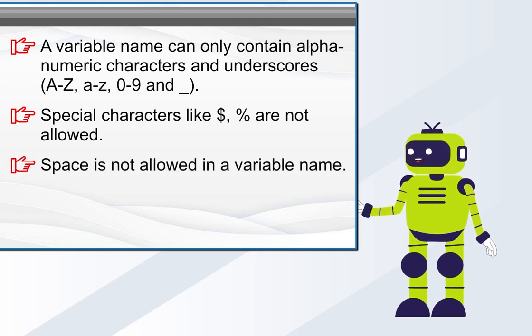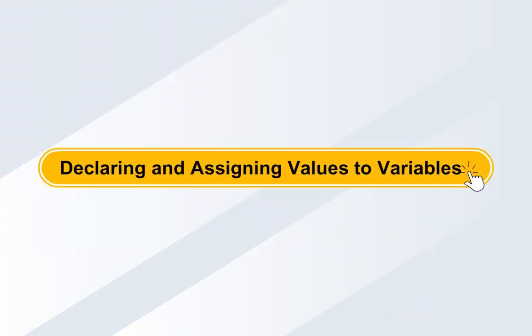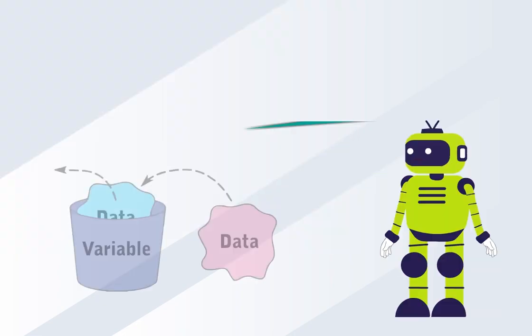Space is not allowed in a variable name. Variable names are case sensitive. Name, name and NAME are three different variables. Declaring and assigning values to variables.